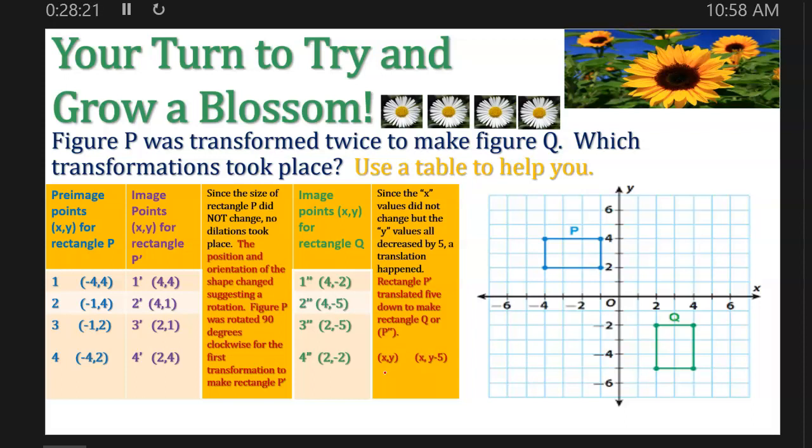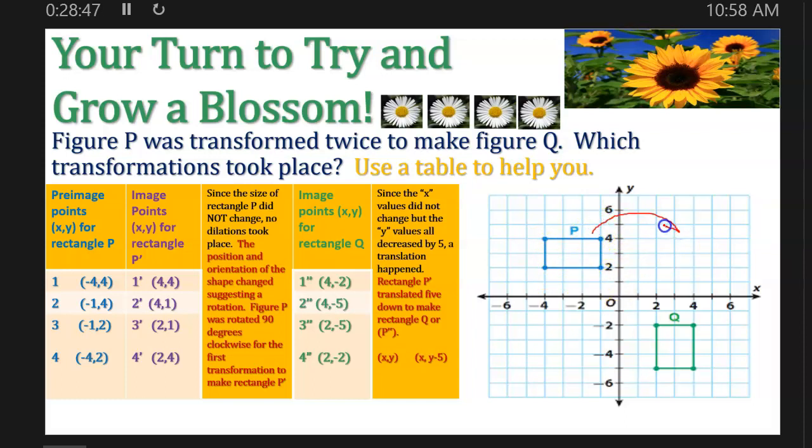All right, so here are our points for the P pre-image, and I've noted that it was rotated 90 degrees clockwise for the first transformation. The reason I wanted to rotate it clockwise first to see if that would work is because notice how the P has the 2 unit sides on the right and left, but the Q has the 2 unit sides on the top and bottom.